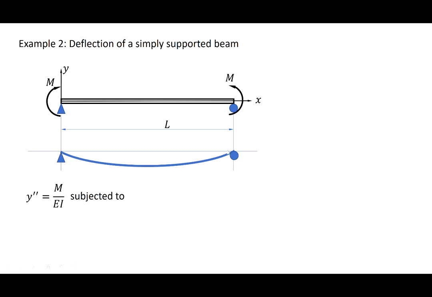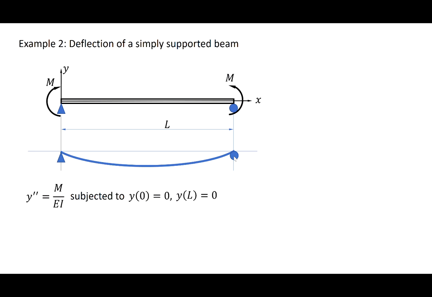Similarly, can the right point move up and down? No. So how do we state that? Y at what? X equals what at this right side end? X is equal to L. The beam has a length of L. So y of L is equal to 0. That's it. Those are the boundary conditions.